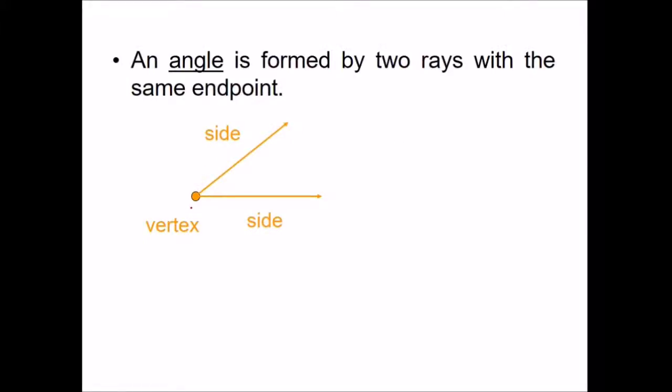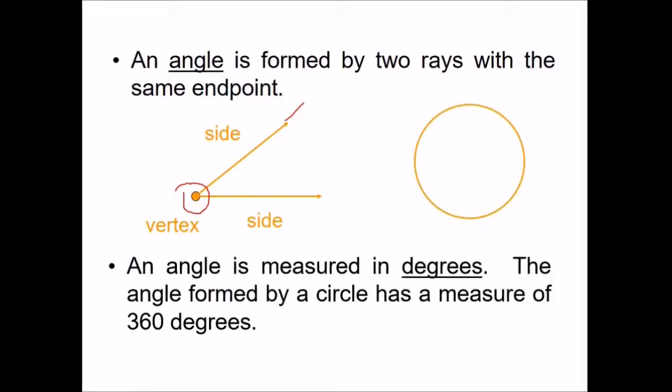This is the vertex, this is the side, this is the side. So we introduce the angle. An angle is formed by two rays. These are two rays, again they may go to infinity, with the same endpoint. They have to have the same endpoint. The angle is measured in degrees. The angle formed by a circle has a measure of 360 degrees. If you start from here, turn around and come back, the angle is 360 degrees.